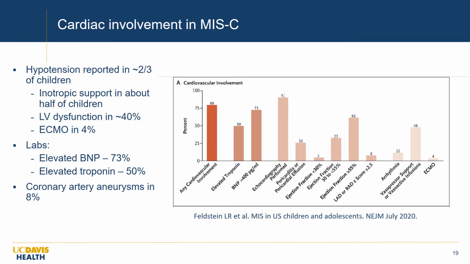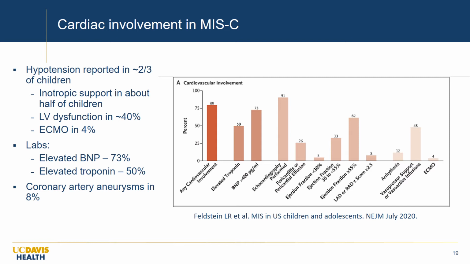So in MIS-C, we see that a lot of these patients, about 2/3 of them, do present with hypotension. And so that resembles that subset of children with Kawasaki disease who have Kawasaki disease shock syndrome. This graphic was taken from the New England Journal article describing MIS-C in U.S. children and adolescents, which came out in July.